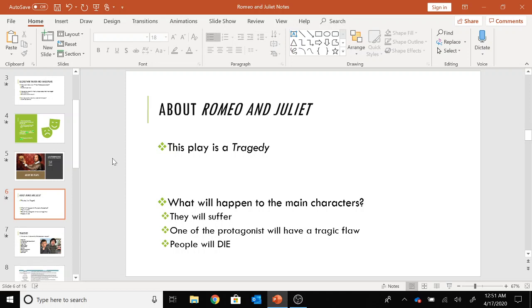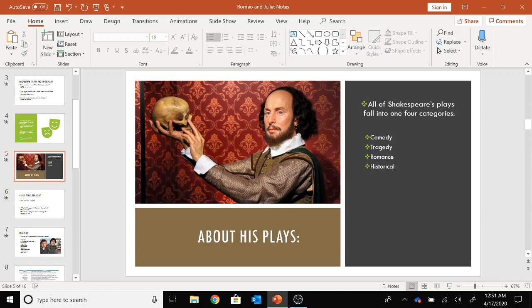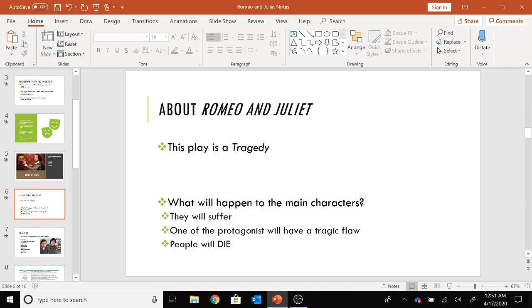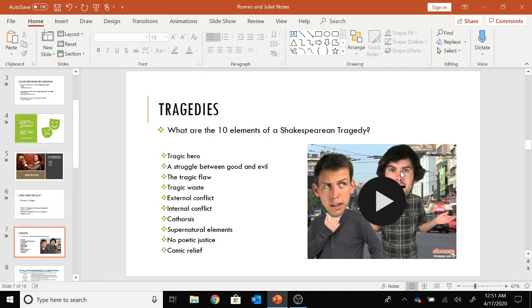Be able to identify which one of these is the story that we're focusing on. Romeo and Juliet. What is it? It is the tragedy, right? The title itself is called The Tragedy of Romeo and Juliet.